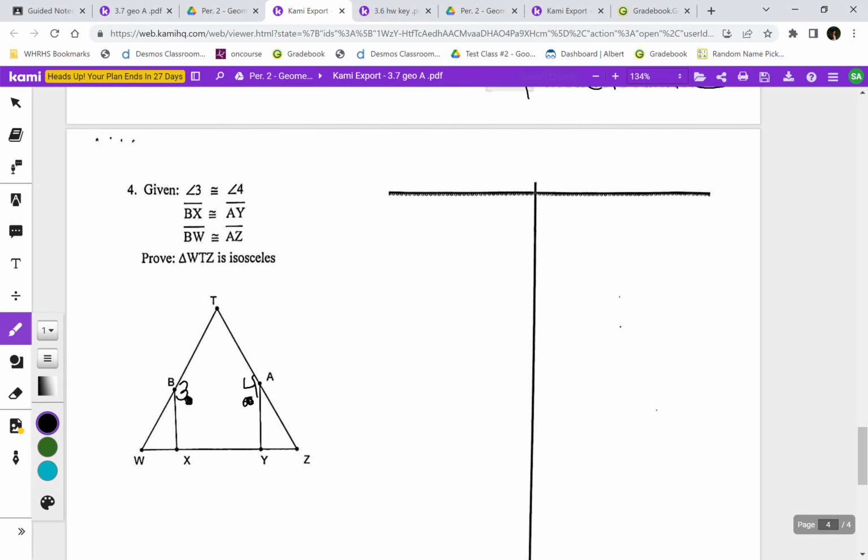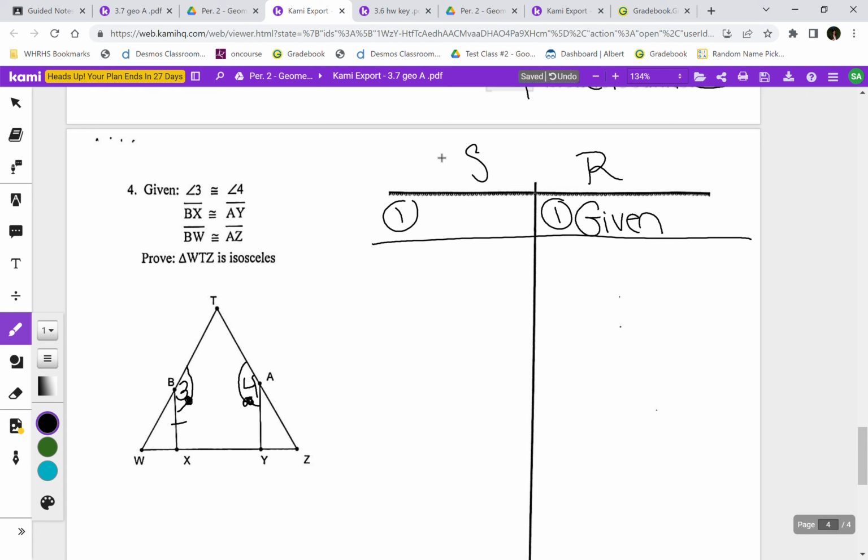All right, so here we have angle 3 congruent to angle 4. So let's mark it. Then we have that BX is congruent to AY. Mark that. And last piece of given information is that BW is congruent to AZ. Mark that, and then pay attention to me because I'm going to have a little chat.